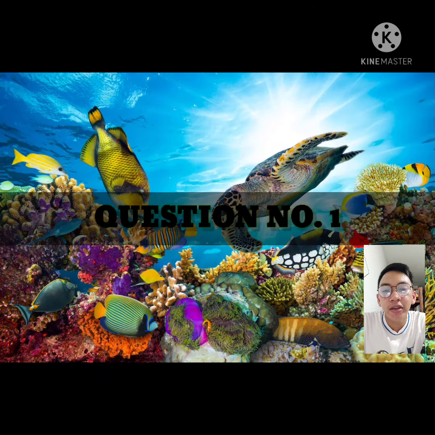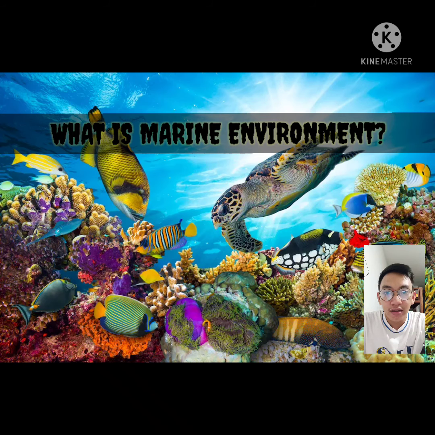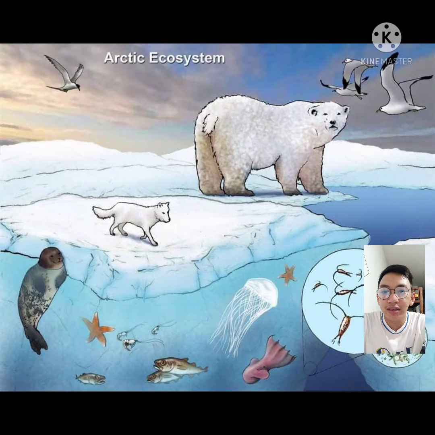Question number 1. What is marine environment? It is a habitat, or habitats, that support marine life. It's because marine life depends in some way on the salt water that is in the sea. A habitat is an ecological or environmental area inhabited by one or more living species. That's why the marine environment supports many kinds of habitats at sea.